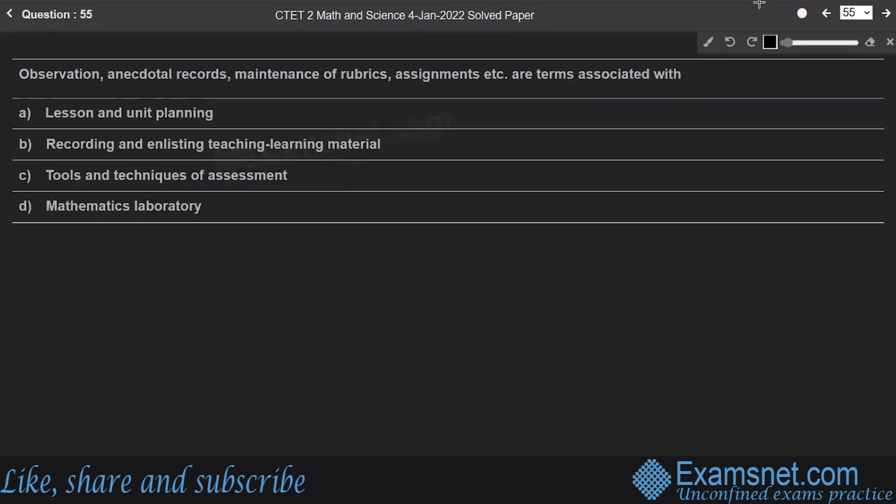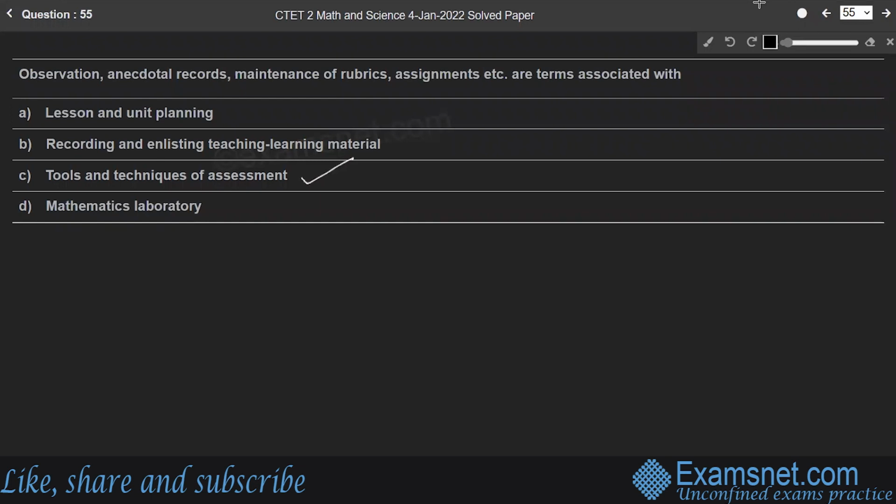Question number 55. Observation, anecdotal records, maintenance of rubrics, assignments, etc. are terms associated with lesson and unit planning, recording and enlisting teaching learning material, tools and techniques of assessment, mathematics laboratory. Here the correct answer is tools and techniques of assessment. In the assessment of learning, we have to use a variety of tools and strategies depending on the nature of the task to be assessed.